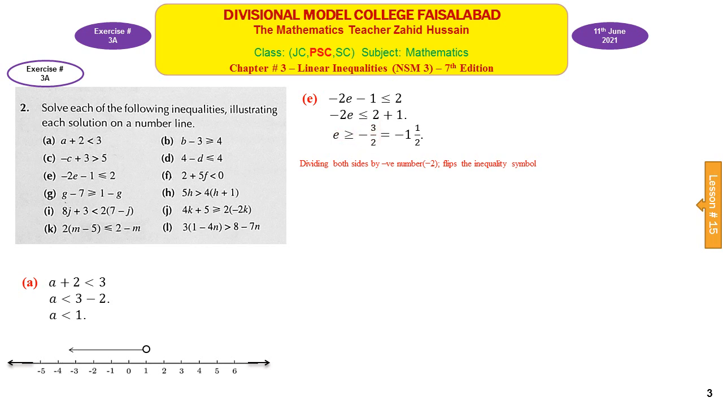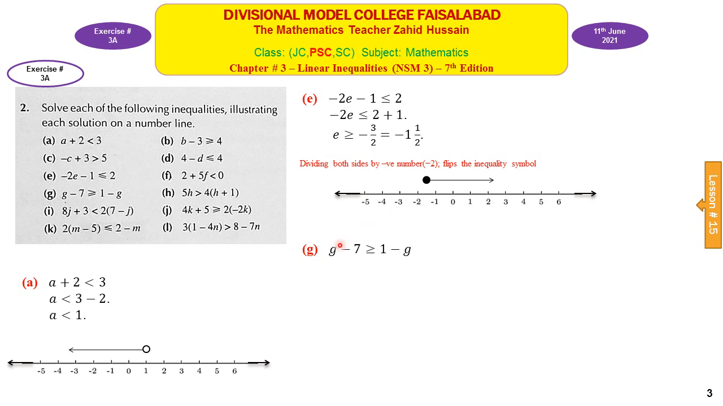Now illustrate this inequality on the number line. This is the number line, and 3 over 2 means 1 and a half. So we will draw a circle over 1 and a half. At this point we will draw a circle, and we will draw an arrowed line towards the right because this is a greater than or equal to sign. And we will shade this circle, we will fill this circle, because the inequality is greater than or equal to.